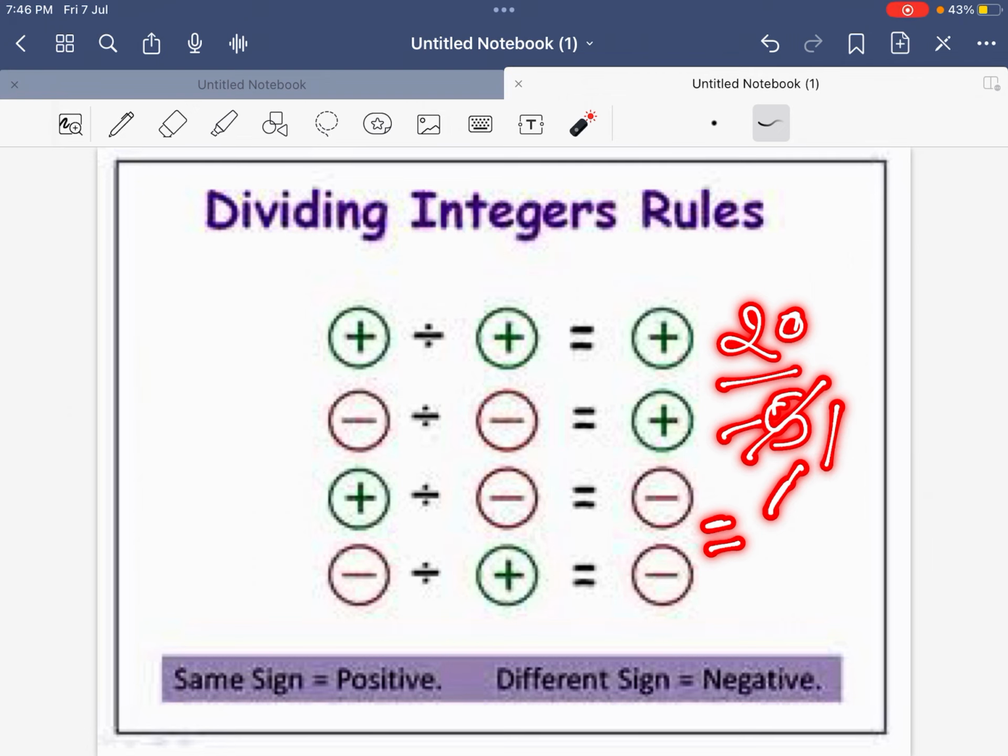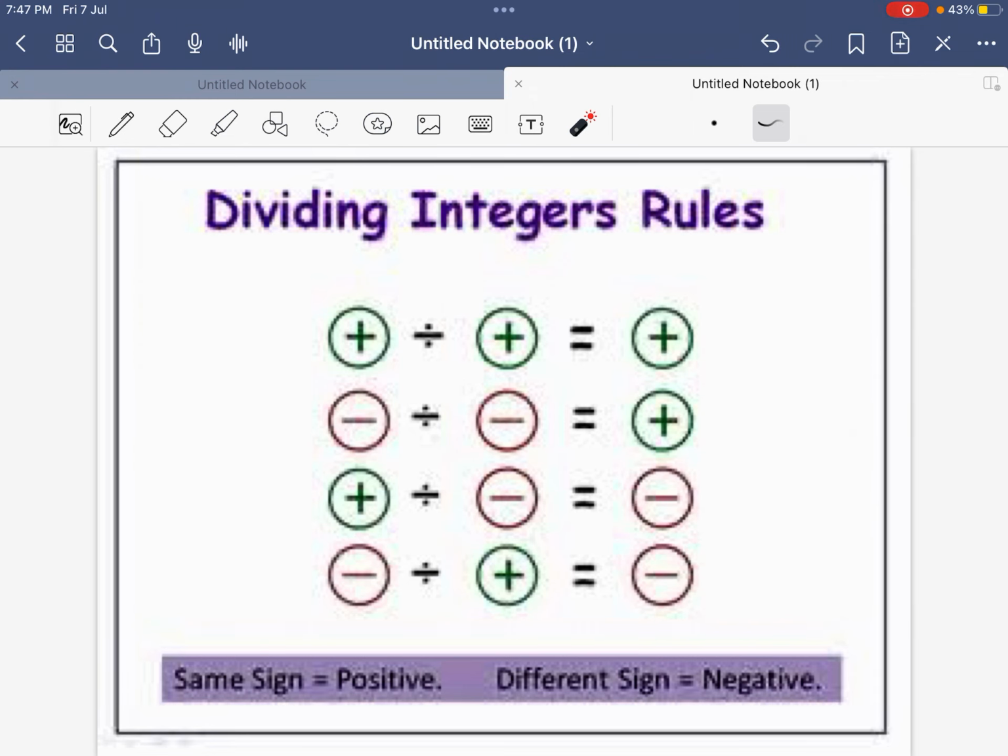5 ones are 5, 5 fours are 20. So your answer is 4, and because of this minus we get minus 4. So in this case the answer is equal to minus 4. Likewise you have to always keep in mind, if any one number is negative, just look into that.